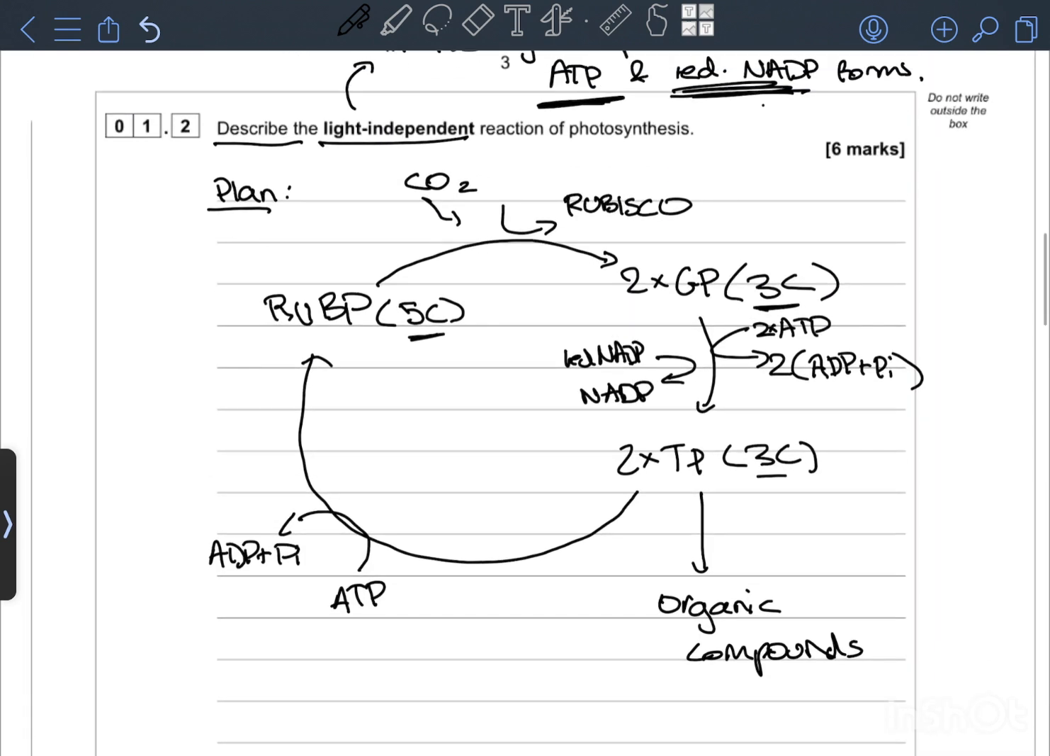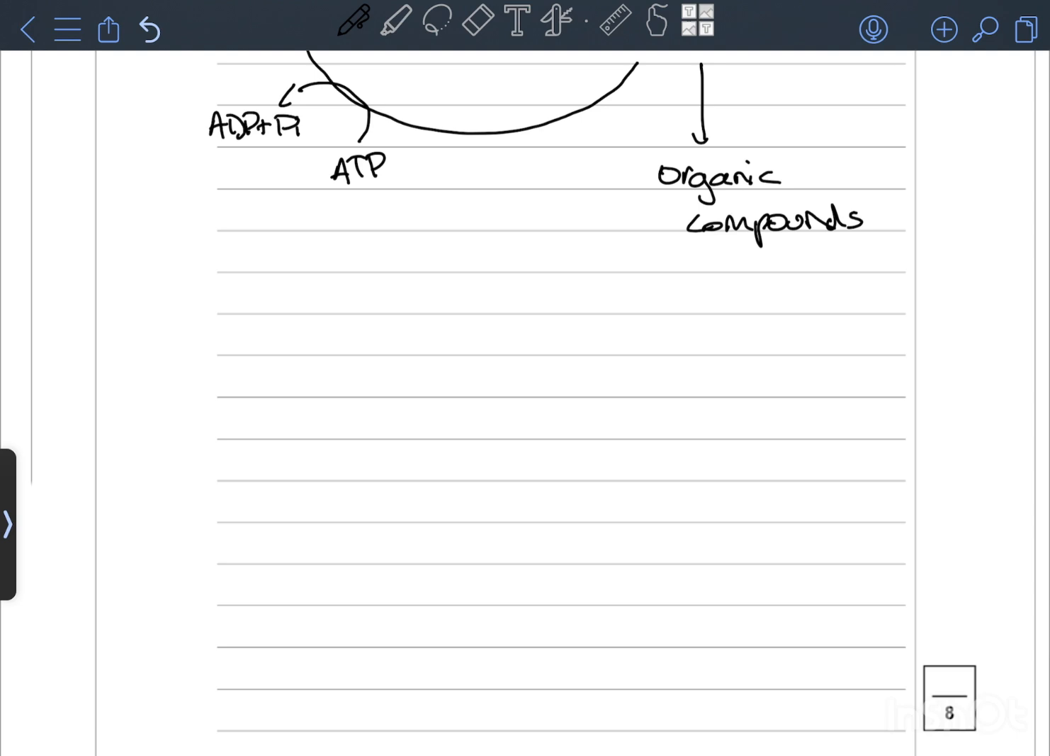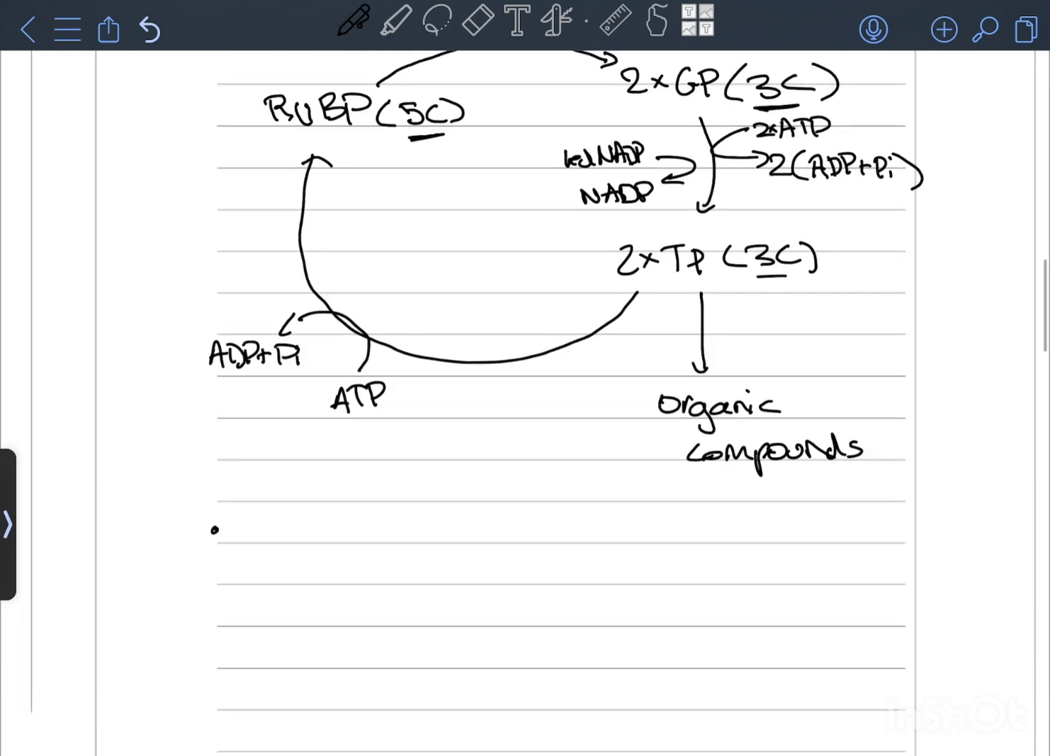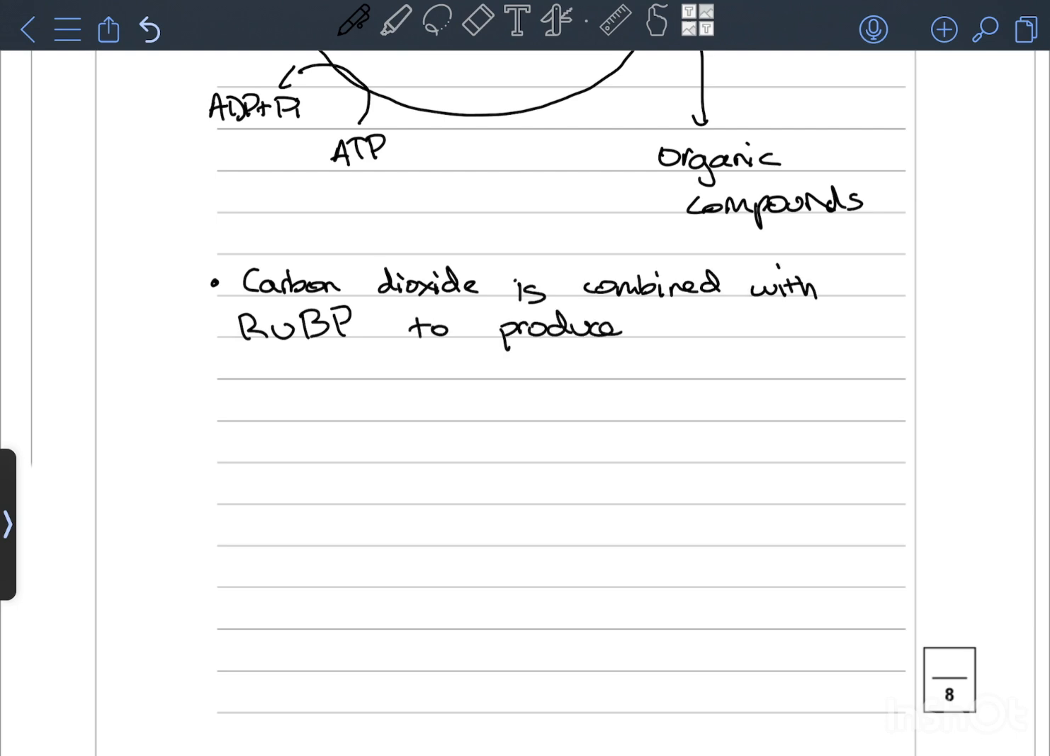After you've drawn this quick plan, which by the way might even get you marks if you've done it clearly, you can start to write your actual answer, which the examiner will definitely mark. First we look back in the cycle and say that carbon dioxide is combined with ribulose bisphosphate to produce glycerol phosphate, using rubisco as the enzyme.